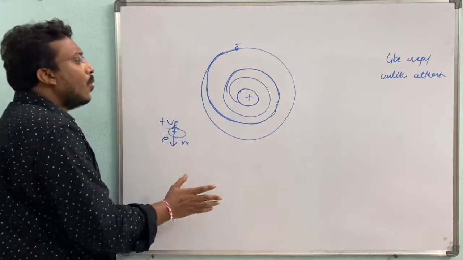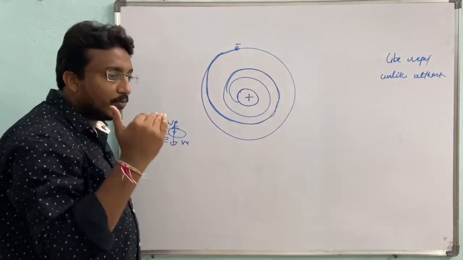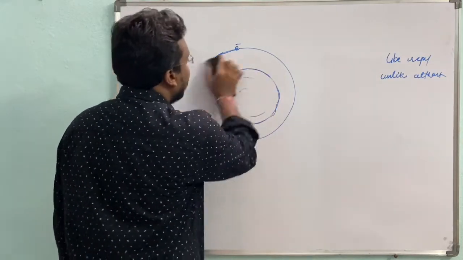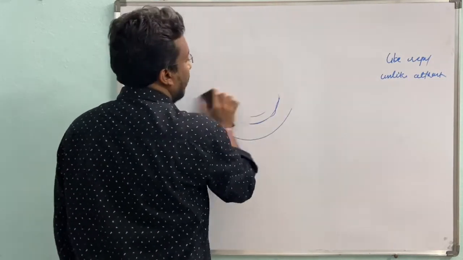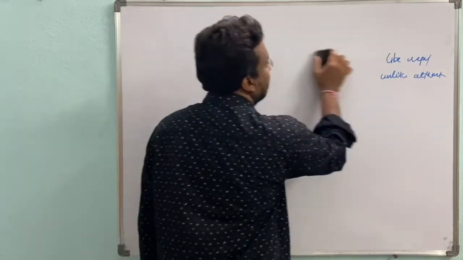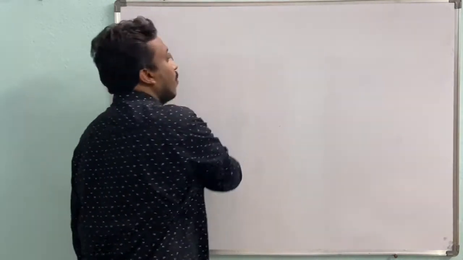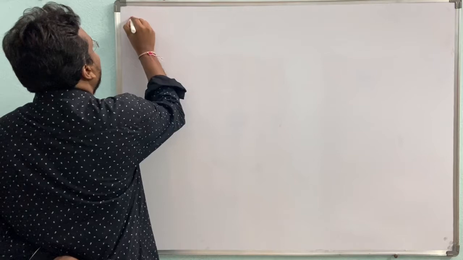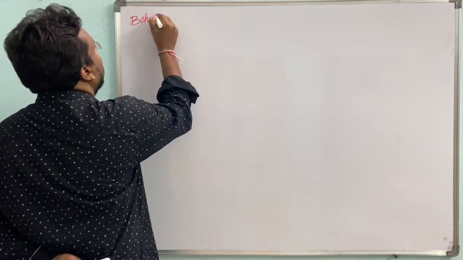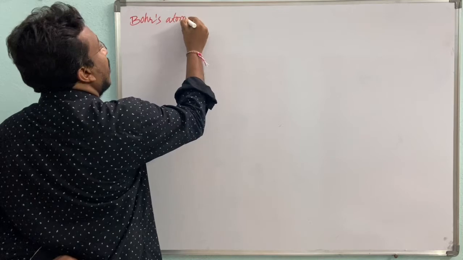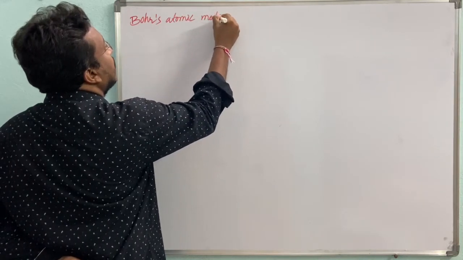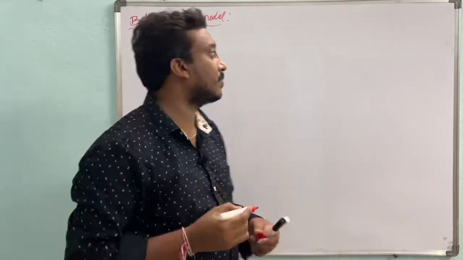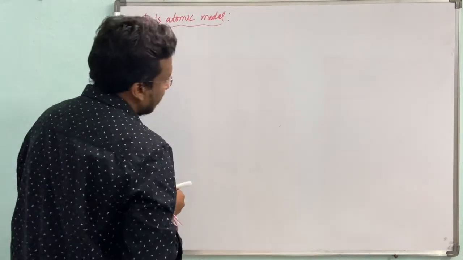To overcome this drawback, one more scientist came out with a new explanation of the atomic model. That scientist is called Bohr. Now we are going to discuss Bohr's atomic model, or in our textbook, Bohr's atomic model of the hydrogen atom.